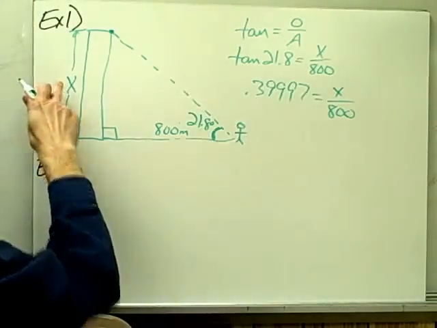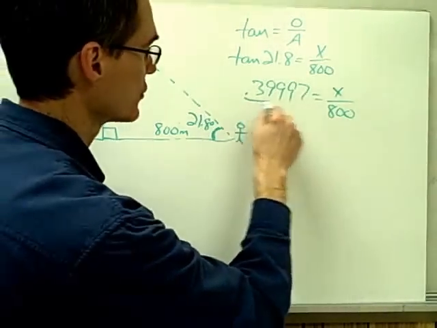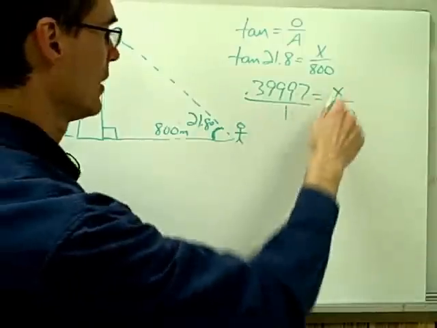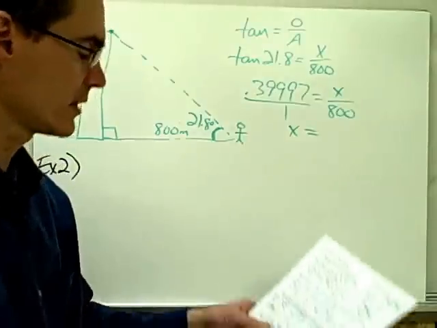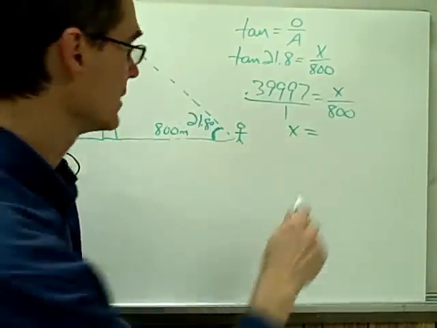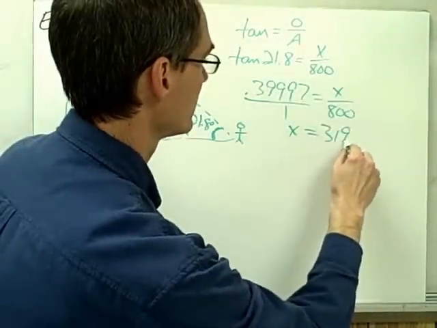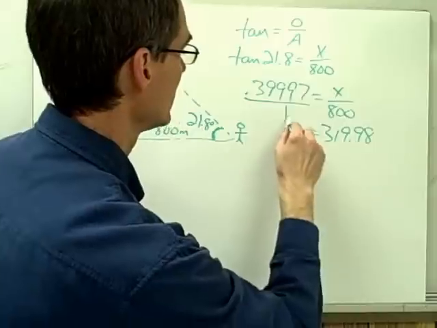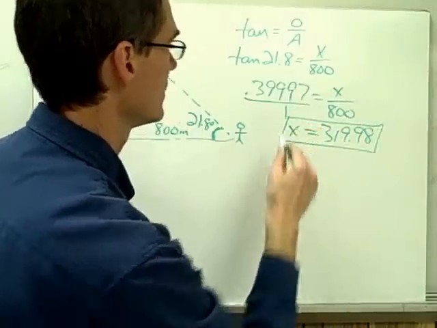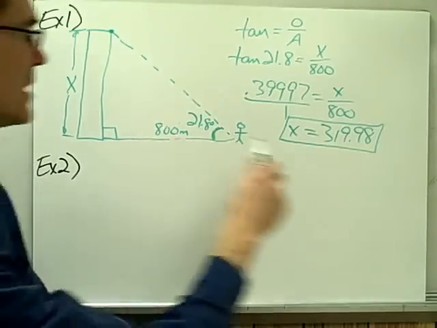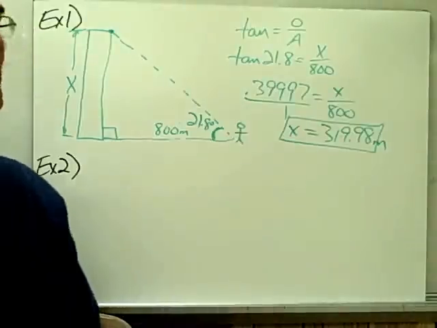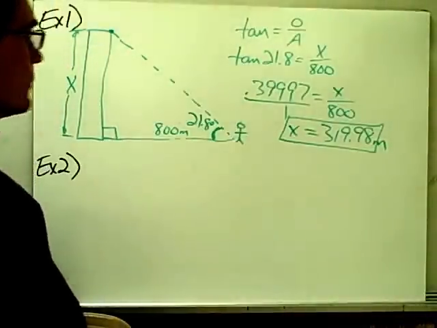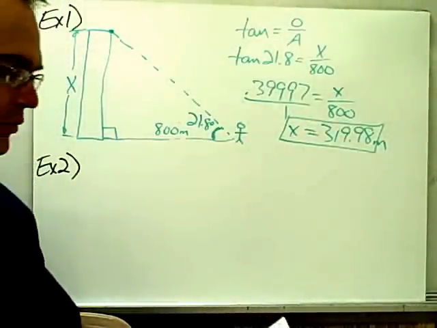I'm solving for the side of a triangle, which means I'm going to solve it using a proportion. And I have 1 times x is x, and 800 times 0.39997 is 319.98. So the building is, and let's see, this is in meters, 319.98 meters tall. Alright, let's take a look at example number 2.